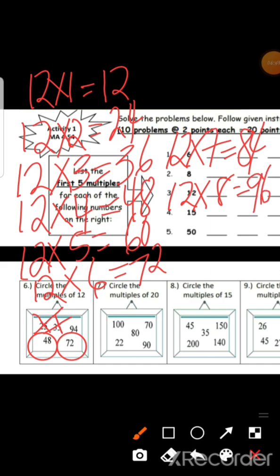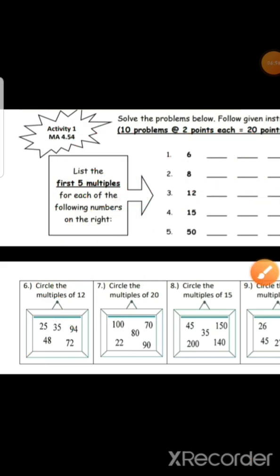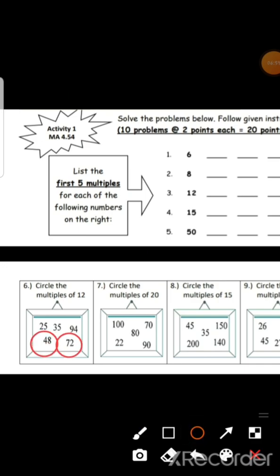If you notice, 96 is a multiple, but what I have here is 94, which automatically makes me know that 94 is not a multiple. So you go ahead and only circle the multiples, which is 48 and 72 in this case.